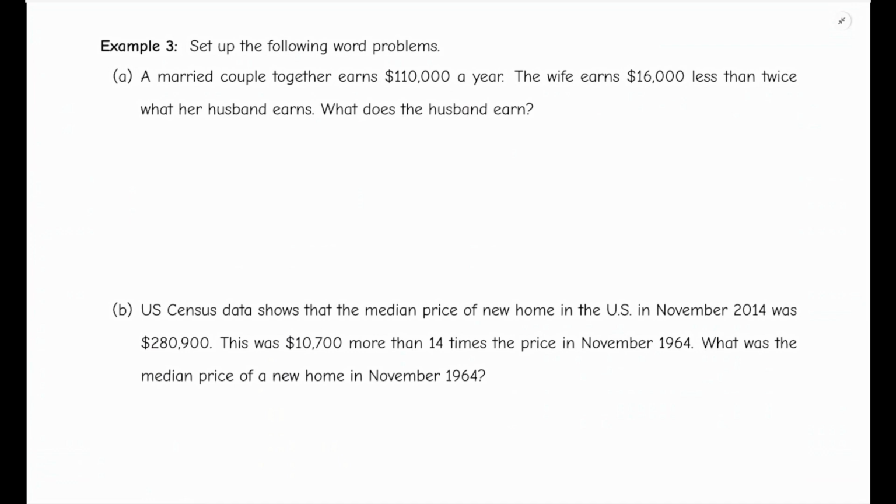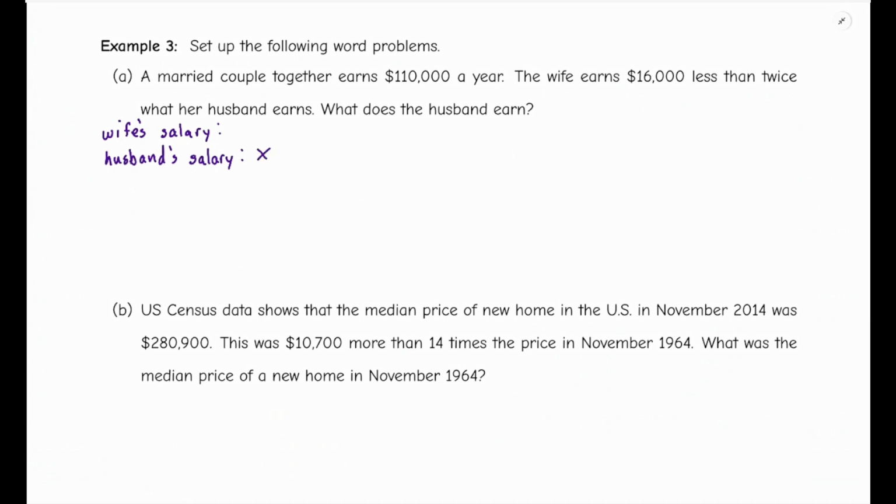So just like in the previous number problems we dealt with, I'm going to start out by labeling my variables. So we have the wife's salary, and then we have the husband's salary. But this time, I don't know which one is X. To figure out which one is X, it's the one we know nothing about. The second sentence actually tells us something about the wife's salary, so we know nothing about the husband's salary, so that will be X.